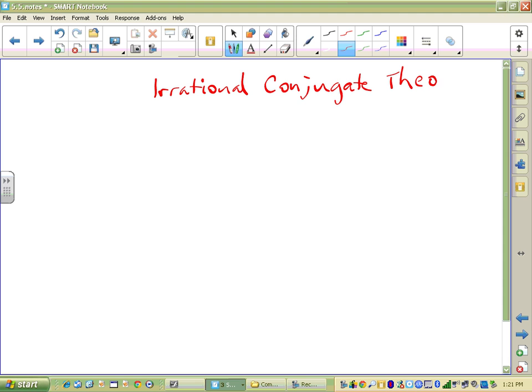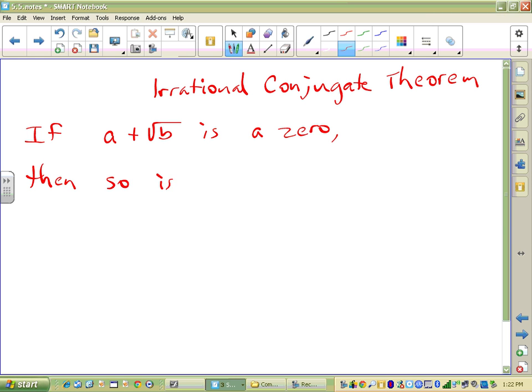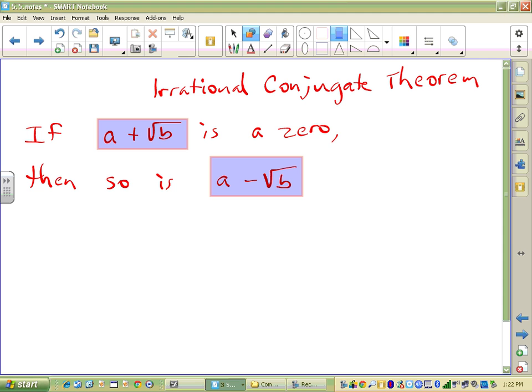This is a very, very simplified version of this. It goes like this. If A plus rad B is a 0, then so is A minus rad B. A plus rad B and A minus rad B are called each other's irrational conjugate.